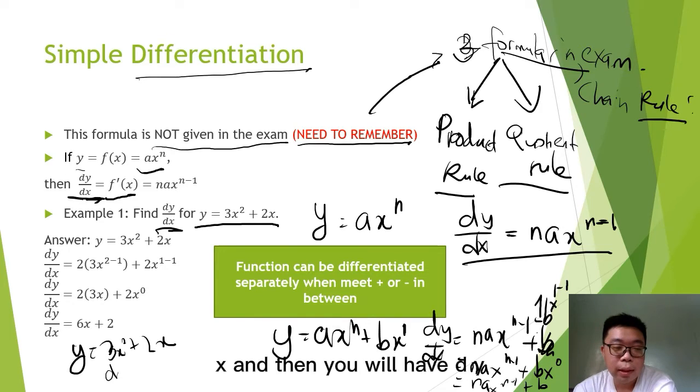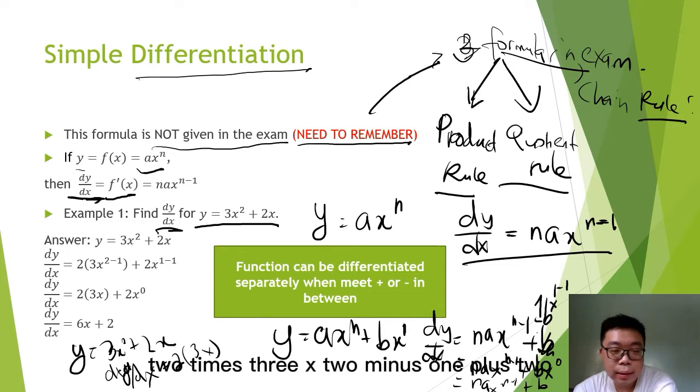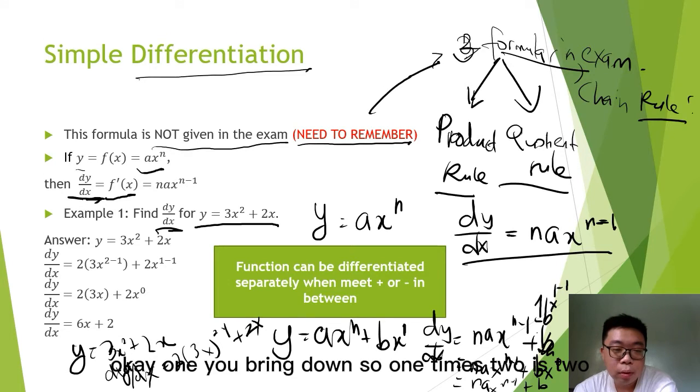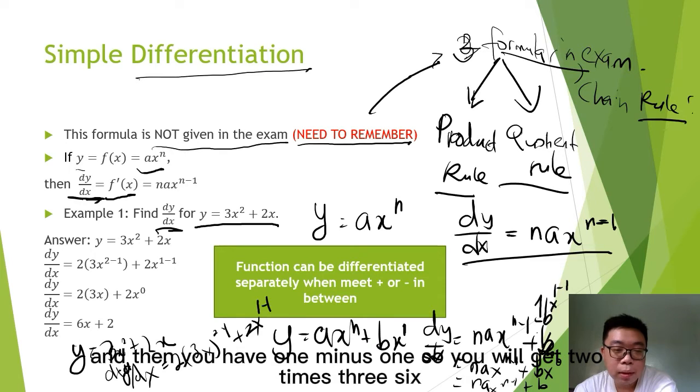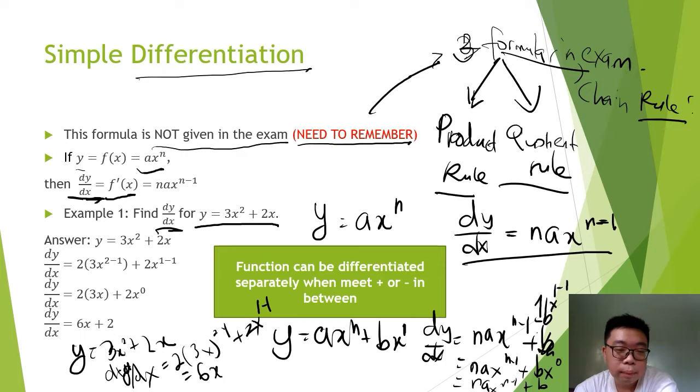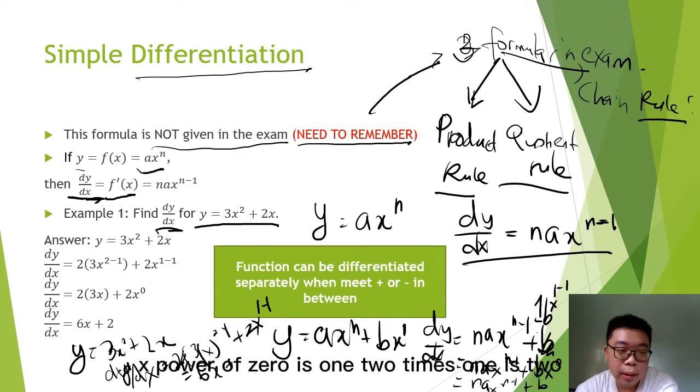And then you have dy/dx equals 2 times 3x^(2-1) plus 2. The 1 you bring down, so 1 times 2 is 2, and then you have 1 minus 1. So you will get 2 times 3, 6x, and then 2 minus 1 is 1, x. And 1 minus 1 is 0, x to the power of 0 is 1, 2 times 1 is 2. So this is your final answer.